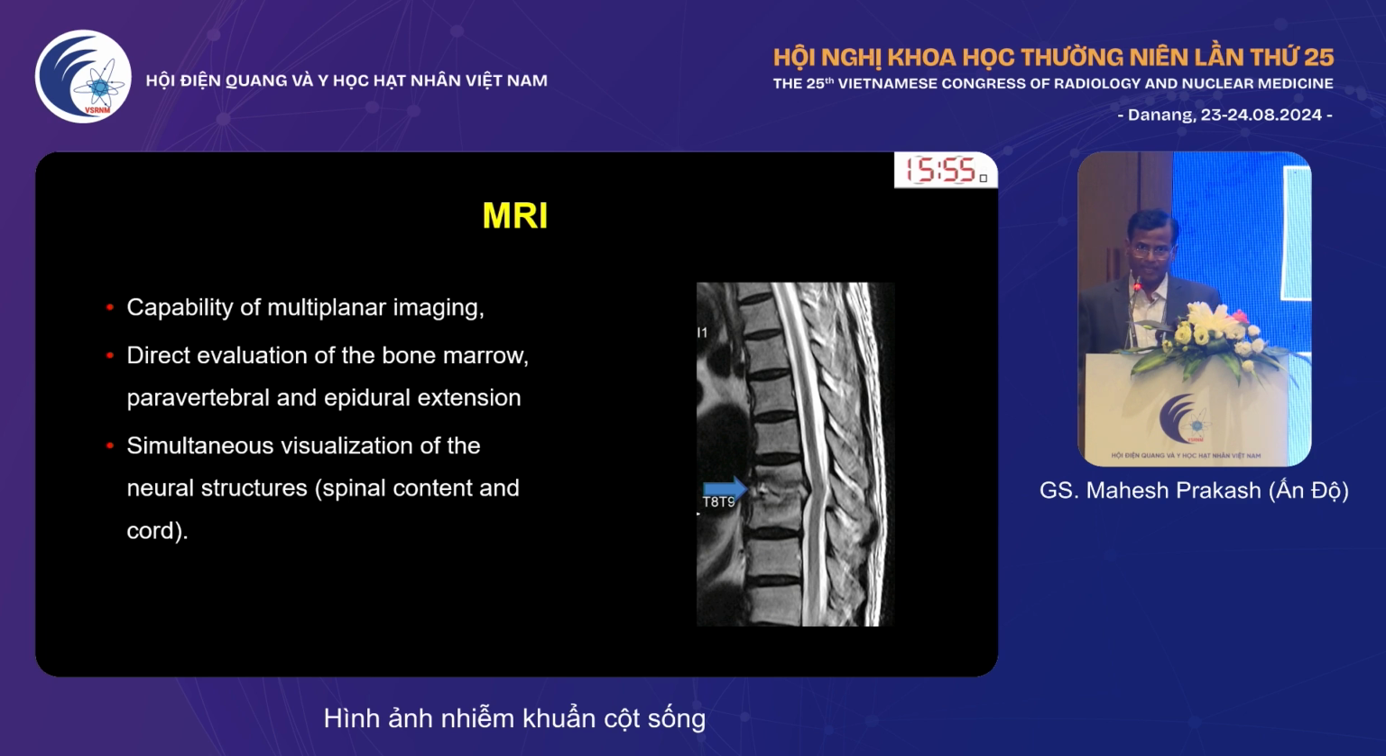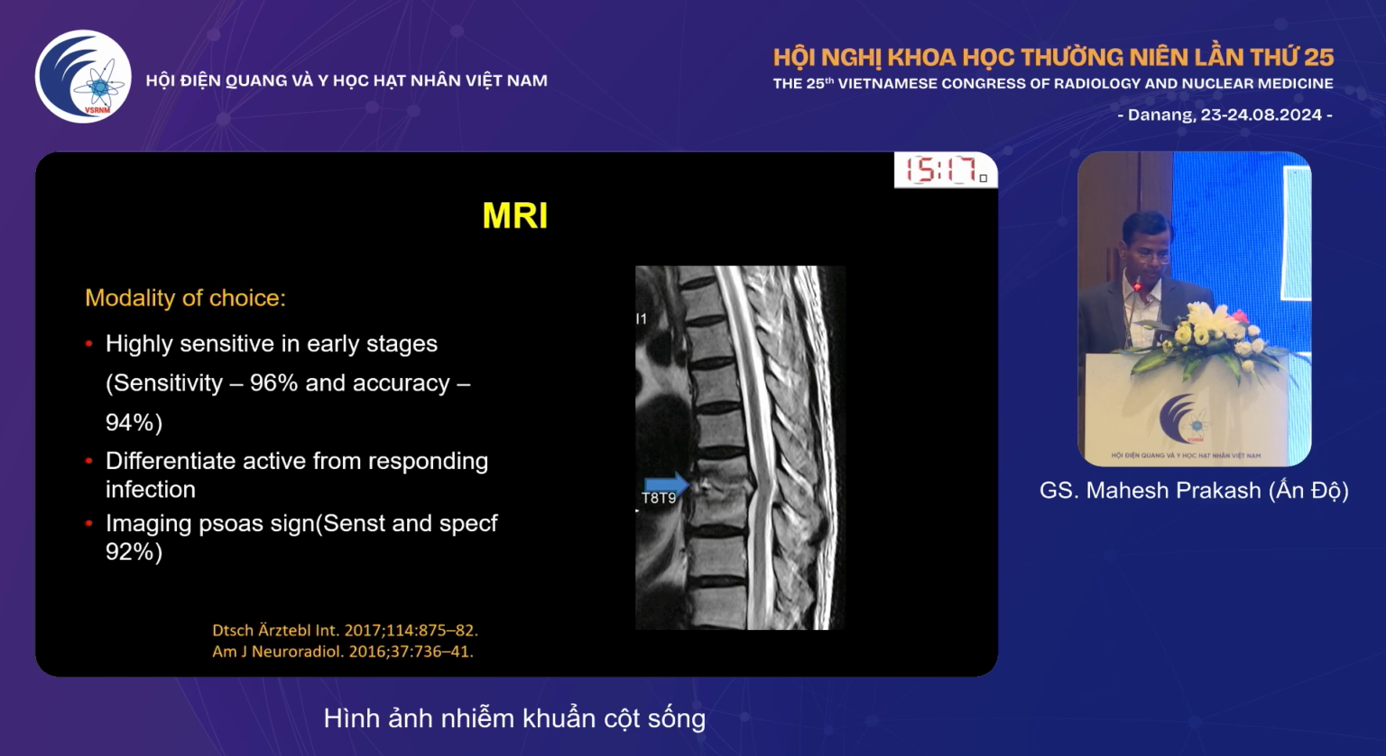Then comes the MRI, and we all know that MRI is the gold standard for infections. Because of its multiplanar capability, it not only evaluates the bones but everything apart from the bones as well, like the spinal cord and all its structures. If the infection causes any neural compromise, that can also be evaluated by MRI. Why is it the modality of choice? Because it is highly sensitive, up to 96%, with an accuracy of 94% described. It is highly sensitive and specific, and it can differentiate whether the infection is active or resolving. We'll also see some signs where MRI is more diagnostic.